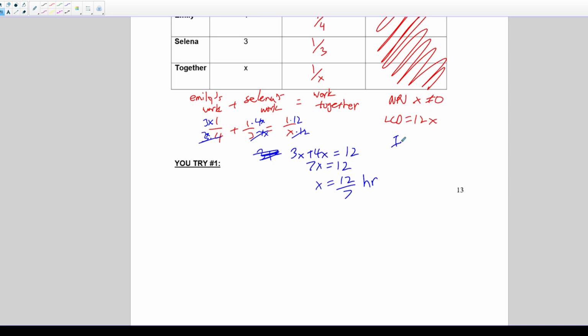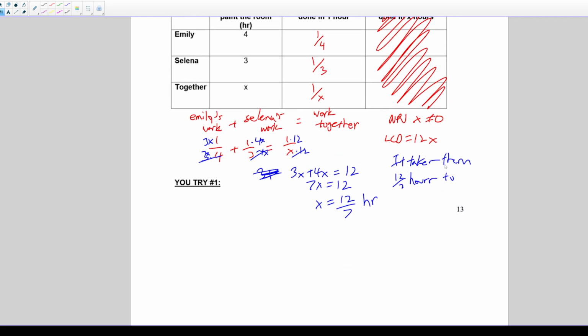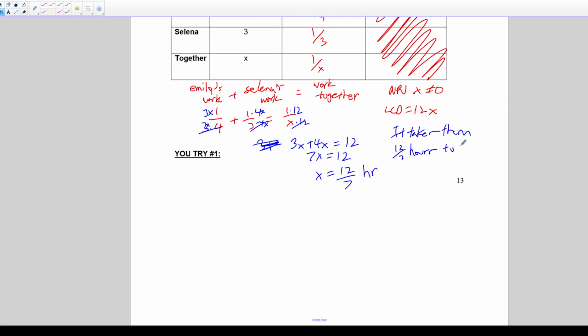So it takes them 12 over 7 hours to, what do we say they were doing? Painting a room. To paint a room together.